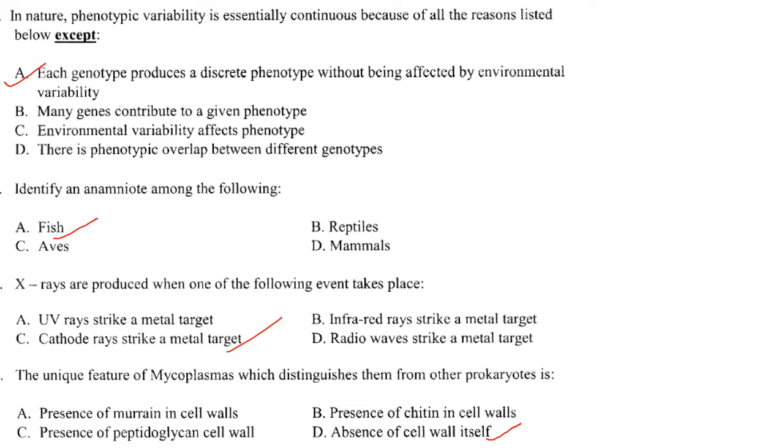Then identify an anamniote among the following. So it is fish. It is an anamniote, whereas others are amniotes. Then X-rays are produced when one of the following events takes place. That is cathode rays strike a metal target. Answer is option C. Then the unique feature of mycoplasmas which distinguishes them from other prokaryotes is the absence of cell wall itself. Answer is option D.